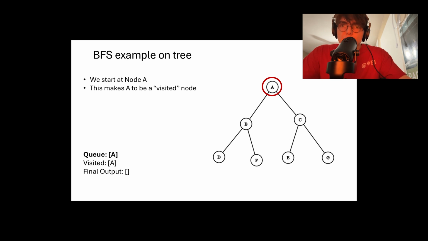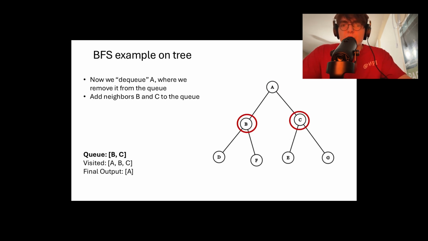Next, we dequeue A, and we remove it from the queue, and we add its neighbors B and C to the queue. As you can see, the visited array shows A, B, and C, everything that we visited, but the queue no longer has A. Our final output, which technically isn't really final just yet, only has A because it's the only thing that's been dequeued.